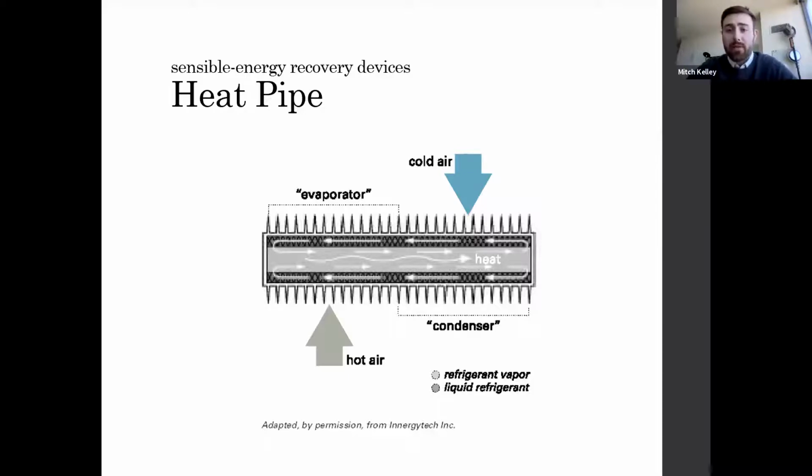This vapor pressure difference causes the refrigerant vapor to migrate from the evaporator end of the tube to the condenser end. The cold air flowing over the condenser end absorbs the heat from the refrigerant vapor, causing the refrigerant to condense back into a liquid. The condensed liquid refrigerant is then wicked back to the evaporator end of the tube to repeat the cycle. The cycle reverses when the relative temperatures of the 2 airstreams switch, so it allows for seamless summer and winter usage.